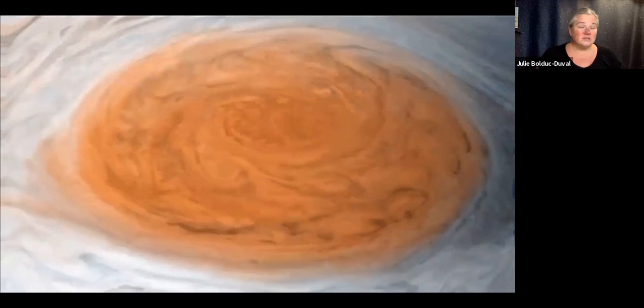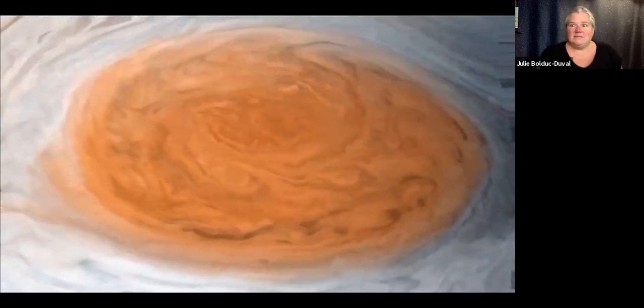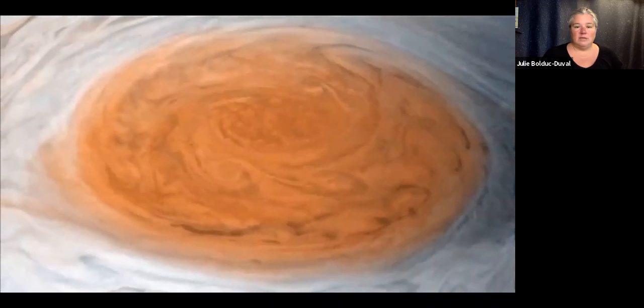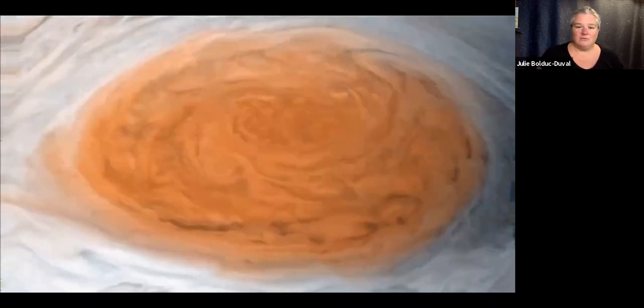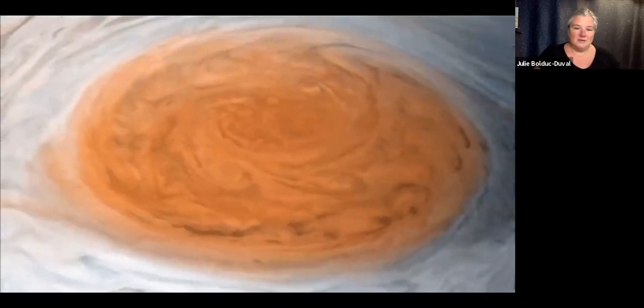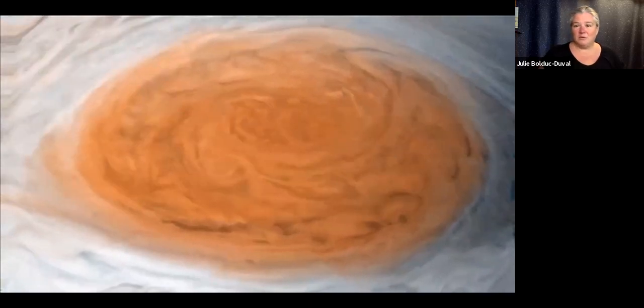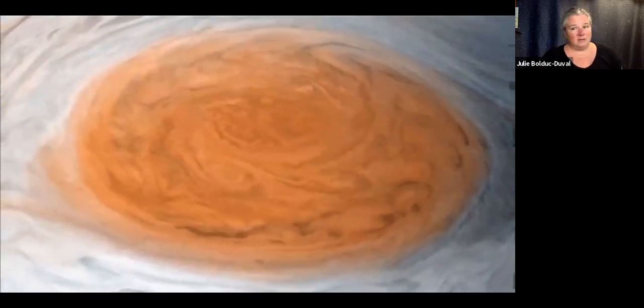This is a storm that has been on Jupiter for at least 400 years. Galileo was the first one to observe it 400 years ago, and it's still there. So it's pretty amazing. Sometimes we complain about weather on Earth. It's not that bad compared to other planets.